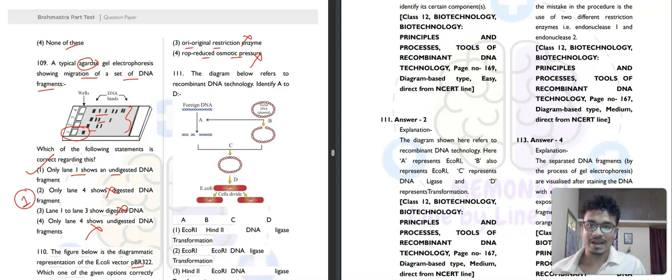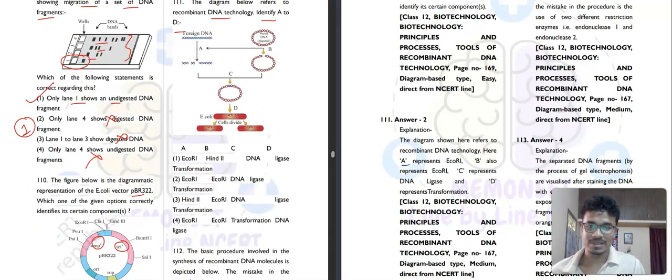It is saying that the diagram below refers to recombinant DNA technology. Identify A to D. Okay, so A represents EcoR1, B also represents EcoR1. This is a good question, I will say. C represents DNA ligase, and D represents transformation. You can see this is the transformation process. So our correct option will be the second option for this question.